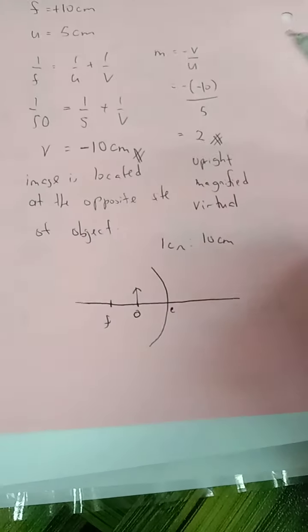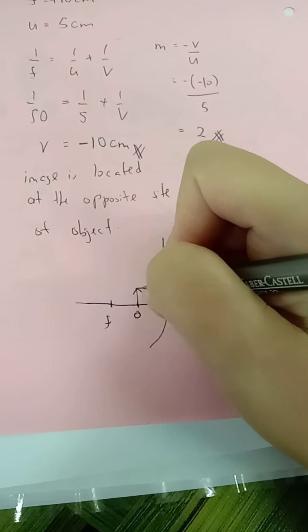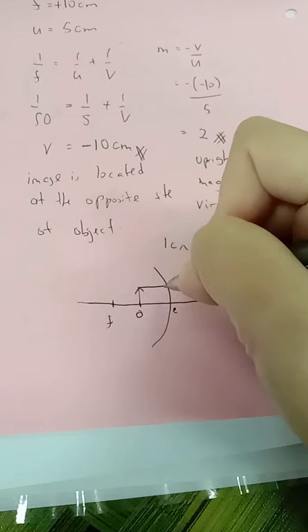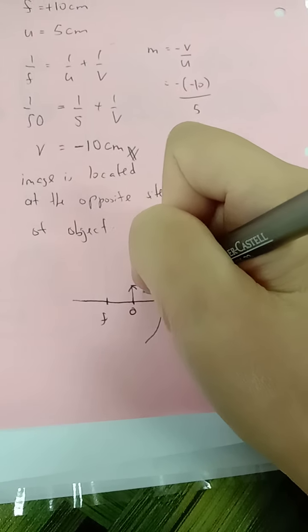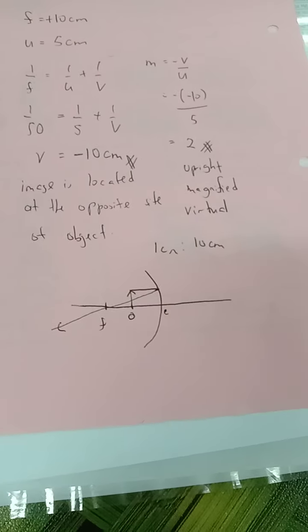The first step: the first ray is a ray that is parallel with the central axis. A ray that is parallel to the central axis will be reflected back through the focal point.